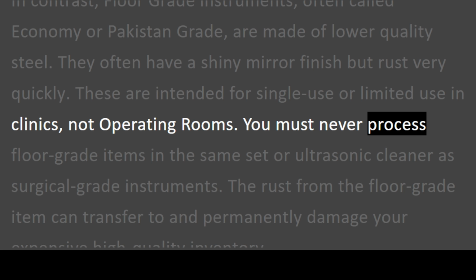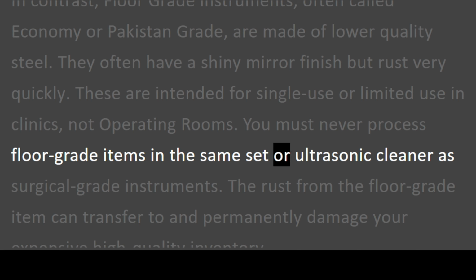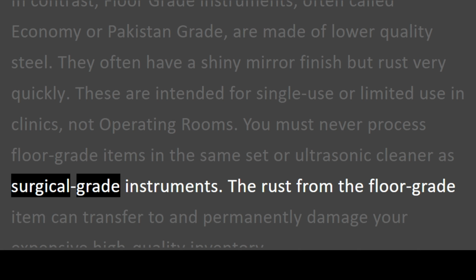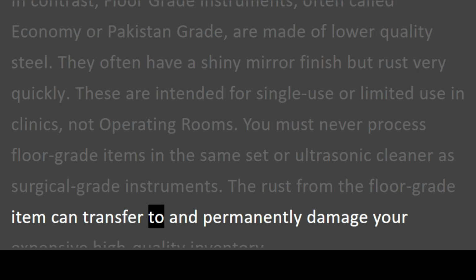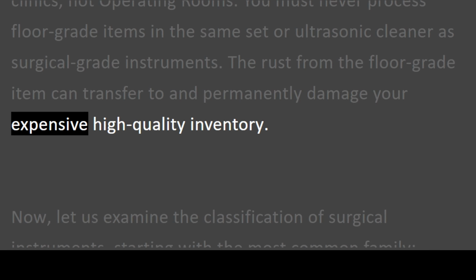You must never process floor-grade items in the same set or ultrasonic cleaner as surgical-grade instruments. The rust from the floor-grade item can transfer to and permanently damage your expensive high-quality inventory.